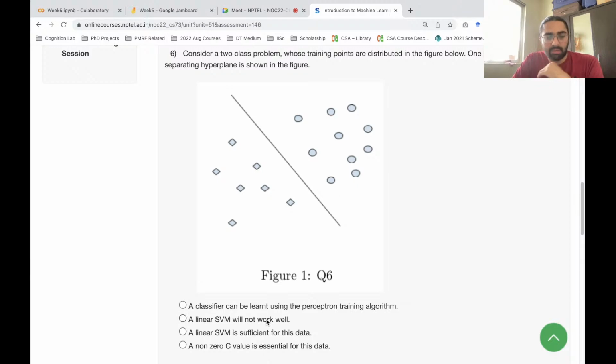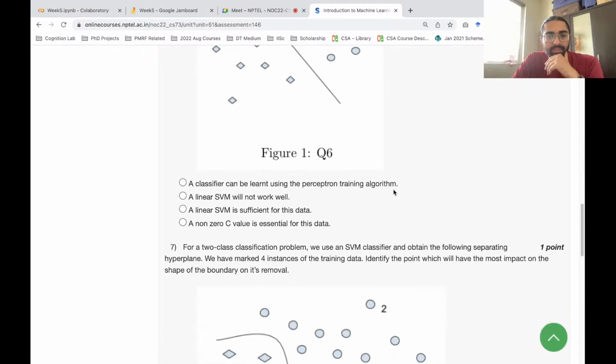Linear SVM will not work well, which is not right. It is sufficient for this data, right? Because I can find this hyperplane using your linear SVM methods. A non-zero C value is essential for this data, which is not true, right? Because non-zero C value is required mainly for your soft SVM, where you have some sort of a complex overlap in your data points. Here they are clearly separable, so we don't need it, right?